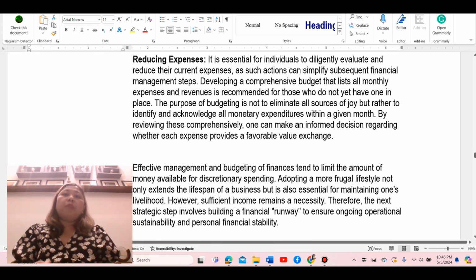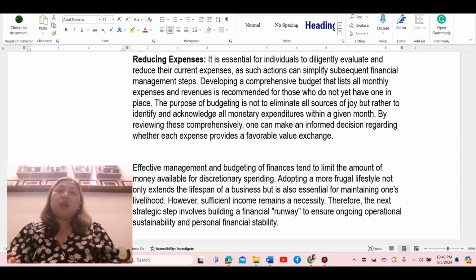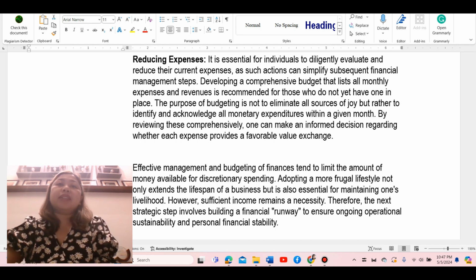Developing a comprehensive budget that lists all monthly expenses and revenues is recommended for those who do not yet have one in place. The purpose of budgeting is not to eliminate all sources of joy, but rather to identify and acknowledge all monetary expenditures within a given month. By reviewing this comprehensively, one can make an informed decision regarding whether each expense provides a favorable value exchange.